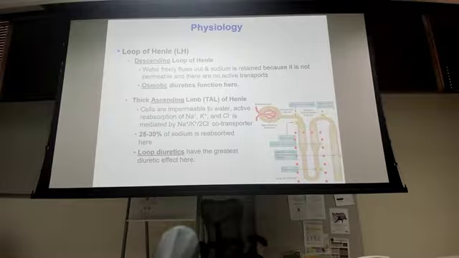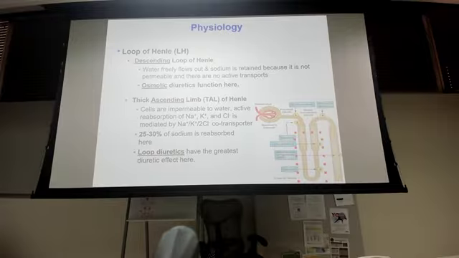Now we have the loop of Henle, two different segments, descending and ascending. The descending limb is permeable to water, but not sodium. So what does that mean? Water is going to move out, and that's what's concentrating your urine here, because it is permeable to water. Water can get in and out, but sodium is not permeable in this portion of the descending limb of the loop of Henle.